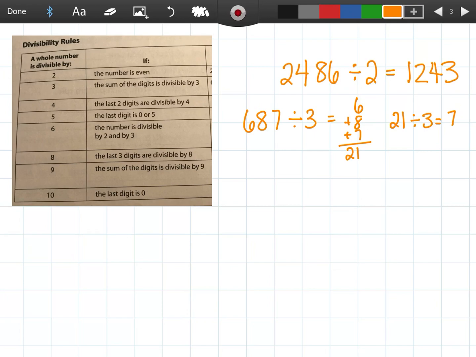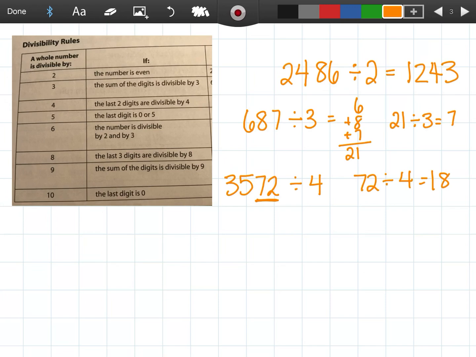For 4, the last two digits must be divisible by 4. So if we look at 3,572 to see if that is divisible by 4, what we need to look at are these two numbers here: 72, which is divisible by 4. So 72 divided by 4 is actually 18.